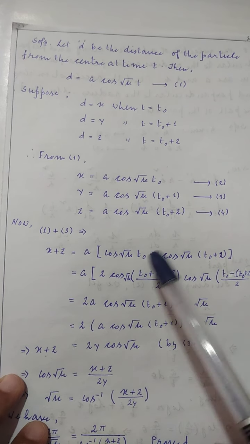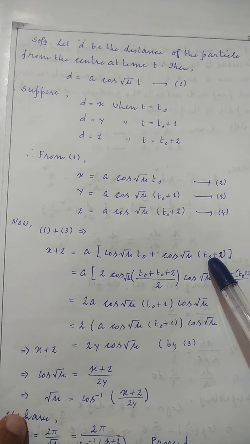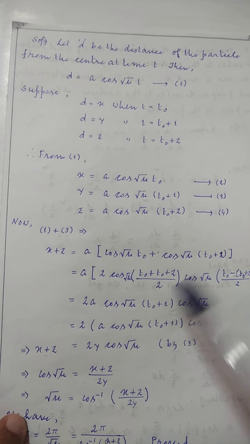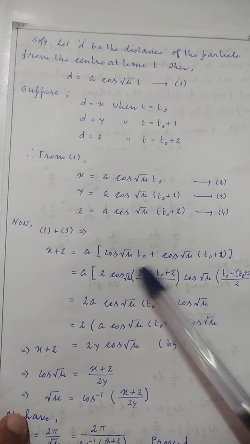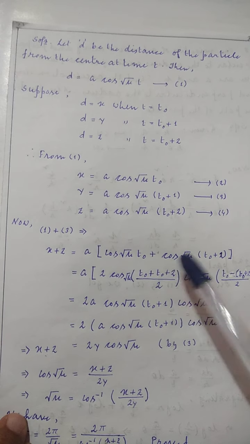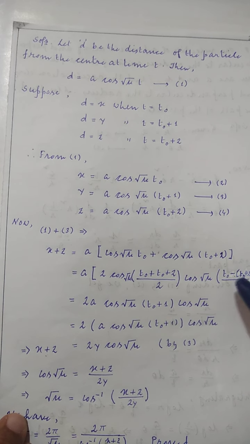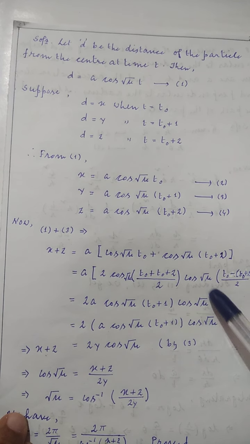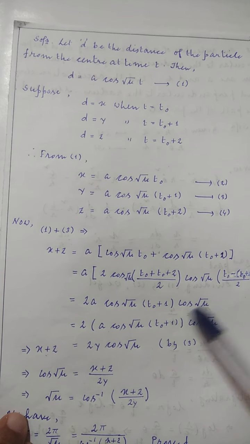Here you have to apply the formula for cos c plus cos d. I think you know the trigonometric formula: cos c plus cos d is twice cos of c plus d by 2, times cos of c minus d by 2. When you simplify, t naught plus t naught plus 2, you will get twice t naught plus 2 over 2, so ultimately t naught plus 1. For the other part, t naught cancels, so you get minus 2 by 2, which is minus 1, and cos of minus theta is cos theta, so this value will be positive. So you are getting twice a cos root over mu t naught plus 1, then cos root over mu.